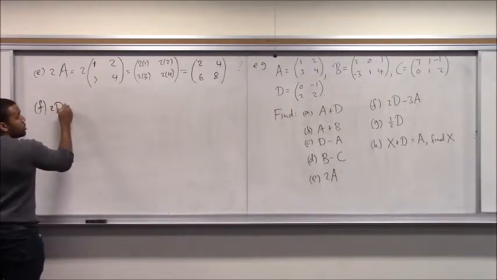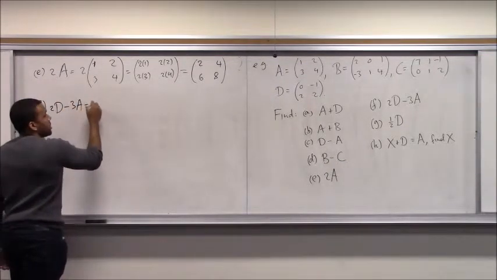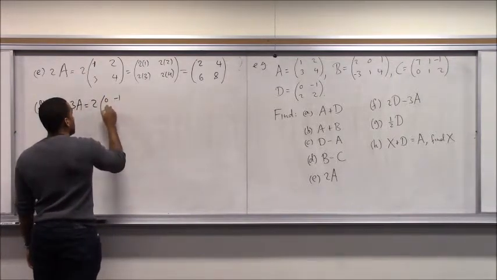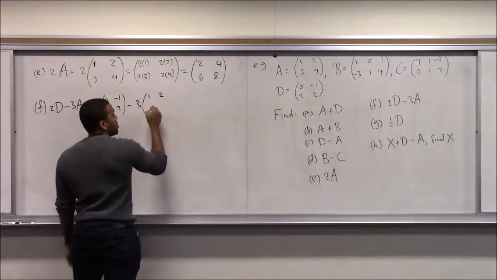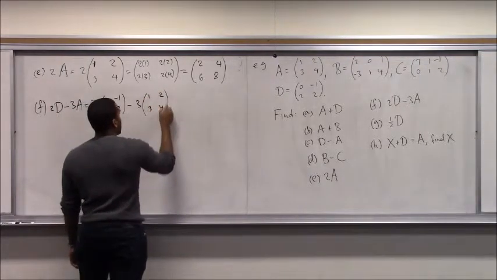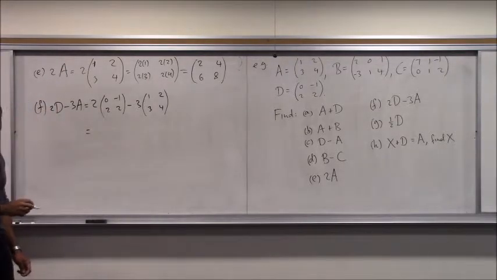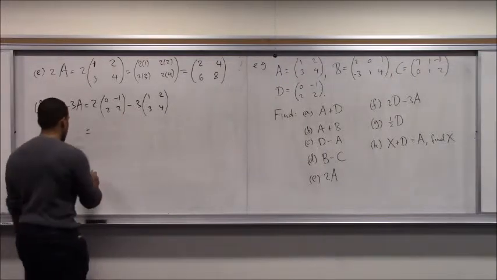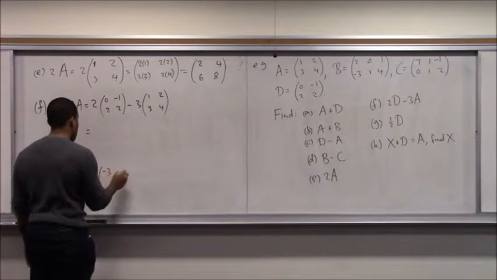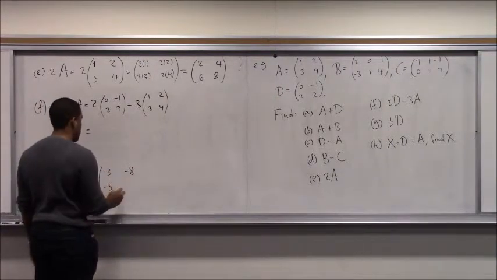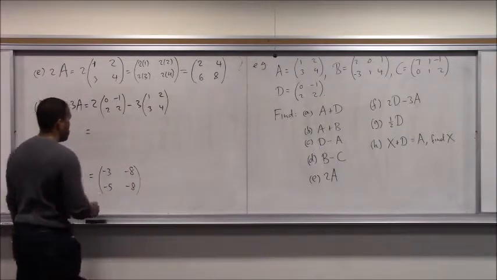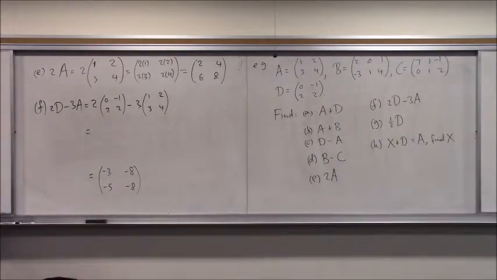Or if I wanted to do 2D minus 3A, that means 2 times 0, minus 1, 2, 2, minus 3 times 1, 2, 3, 4. You're telling me the answer? Minus 3, minus 8, minus 5, and minus 8. Okay. Let's do the intermediate step to check this.